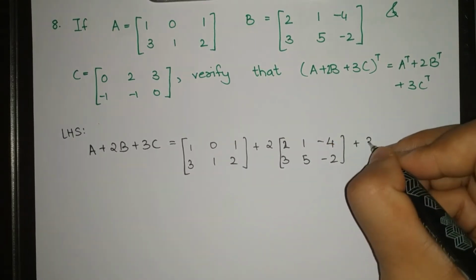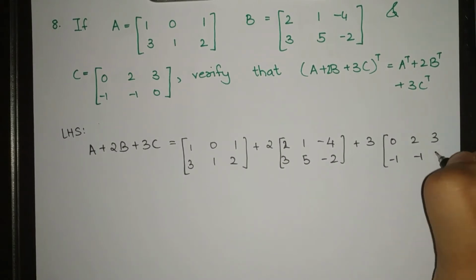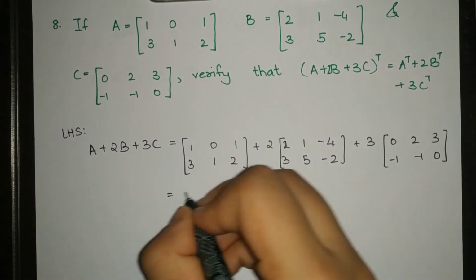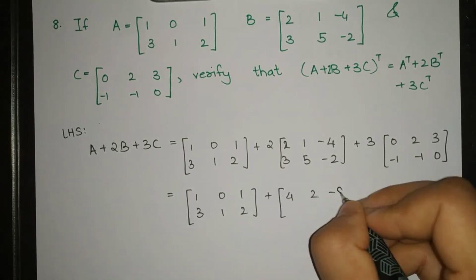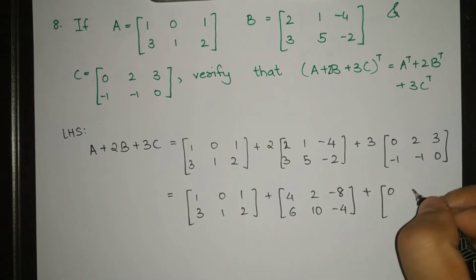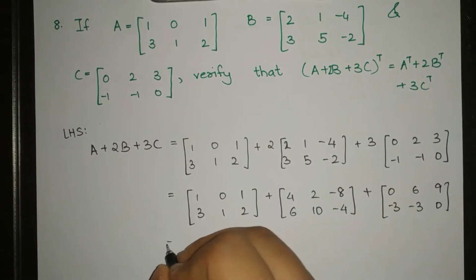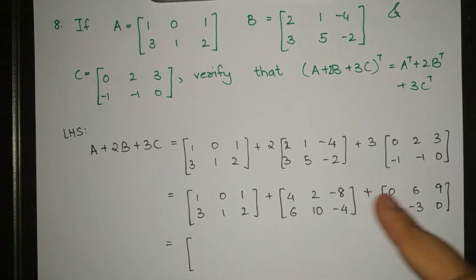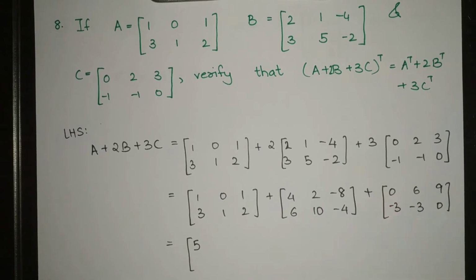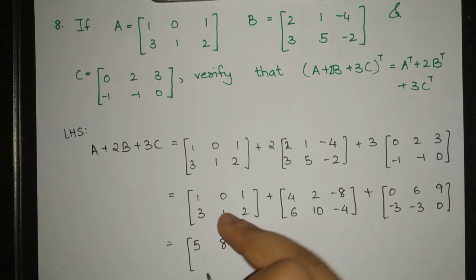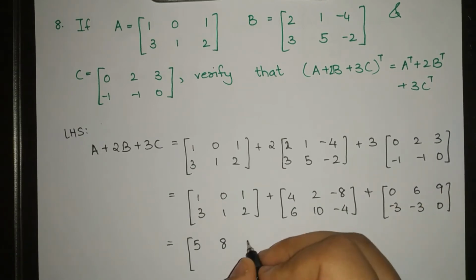Okay, so then last is C, which is 0, 2, 3, -1 and 0. Now let us multiply and add. So I have multiplied that 2 and 3 everywhere. अभी हम add करते हैं. So 1 plus 4 plus 0 is just 5. 0 plus 2 plus 6 is going to be 8. 1 minus 8 plus 9. So that is equal to 2.